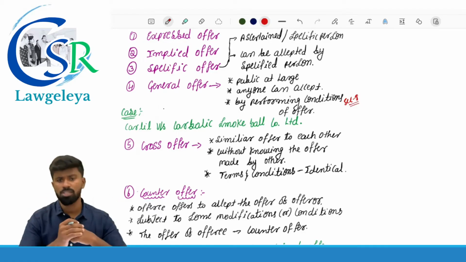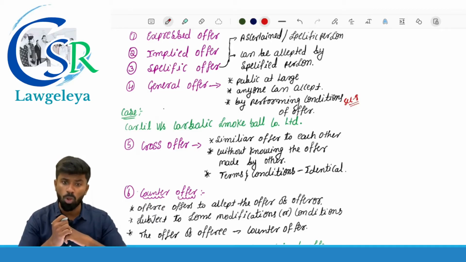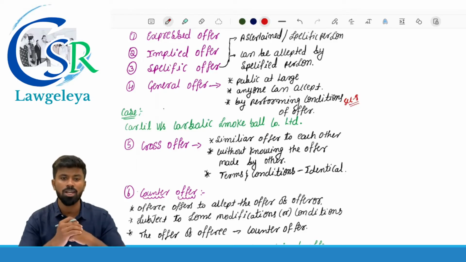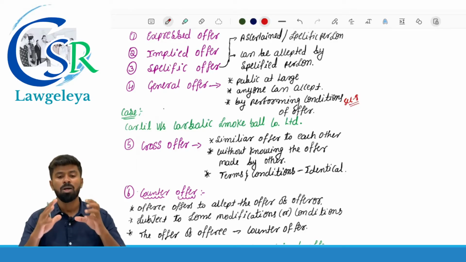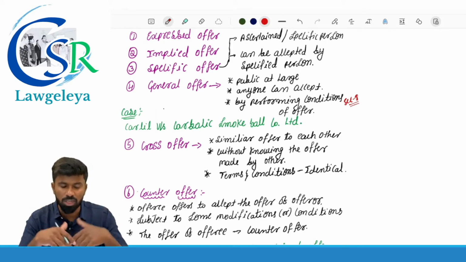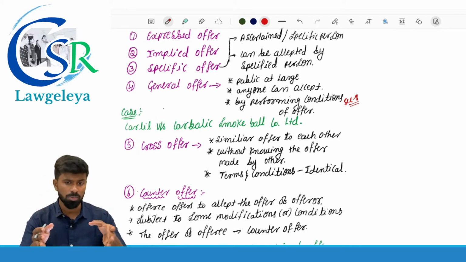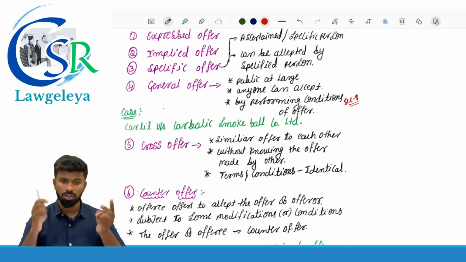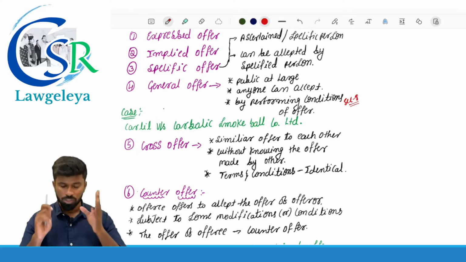She filed a case against the company, but the company refused to pay the compensation, saying that there was no acceptance, no express acceptance. But the court held that in case of a general offer, the offer can be accepted by performing the conditions of the offer. In this case, Carlill accepted the offer by consuming the medicine. That is what is called performing the conditions of the offer. So there was an acceptance, hence Carlill won the case. Clear? Expressed offer, implied offer, specific offer, general offer.